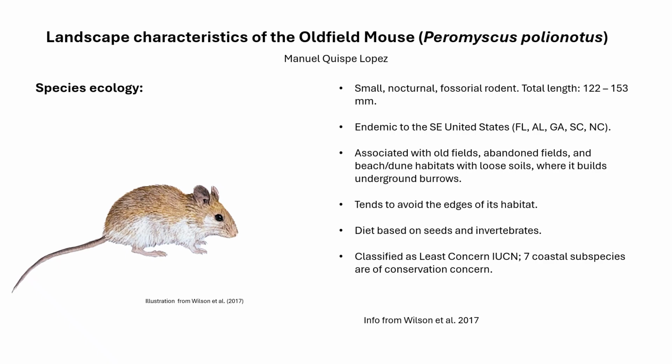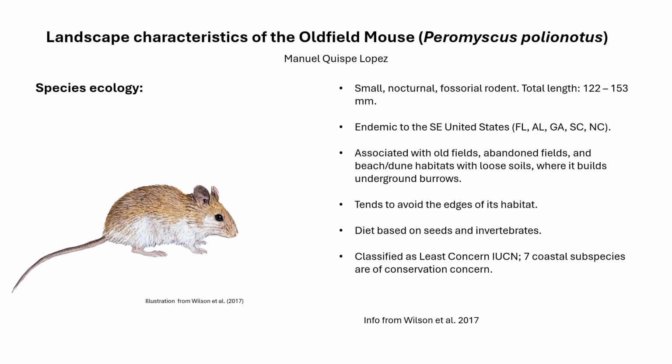Hello, in this project my goal is to create a quantitative characterization of the landscape where Peromyscus polionotus is known to occur. This is a small nocturnal fossorial rodent endemic to the southeastern United States, particularly in Florida, Alabama, Georgia, South Carolina, and North Carolina.